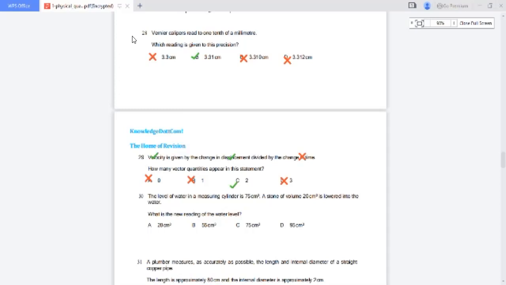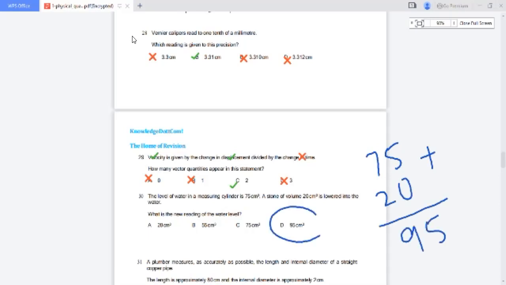The level of water in a measuring cylinder is 75 centimeters cubed. A stone of 20 centimeters cubed is lowered into the water. What is the new reading of the water level? Previously it was 75 and 20 is added to it, so it would become 95. So the correct option is 95.